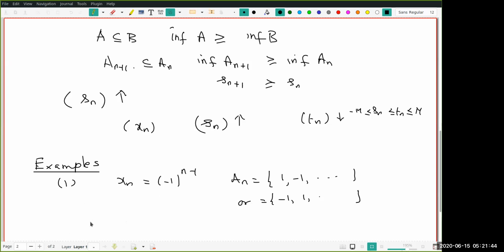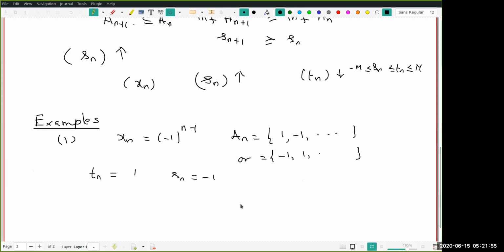Therefore, what do I see? The supremum of A_n is 1. The infimum of A_n is minus 1. Therefore, S_n and T_n are constant sequences: S_n is the constant sequence minus 1 and T_n is the constant sequence plus 1. Do you agree with that?